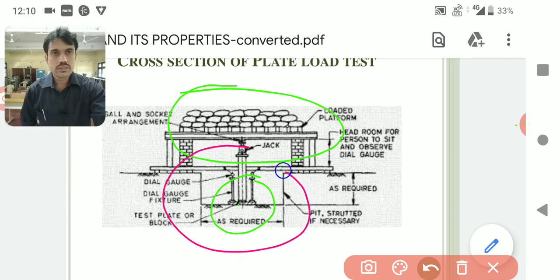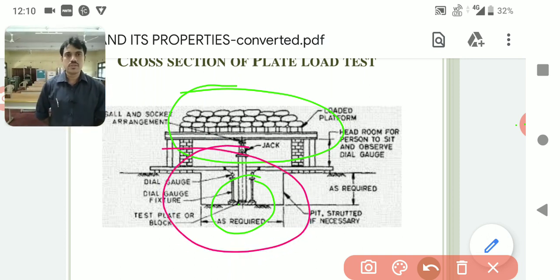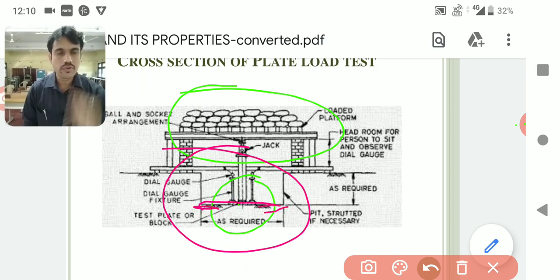So this part you can observe there, that is the excavated part. Soil is excavated up to a required depth. At the foundation level, what I am mentioning here, there we are going to keep the plate of a standard size. It varies from 300 to 750 mm. It may be square, 300 by 300, or sometimes 750 by 750.